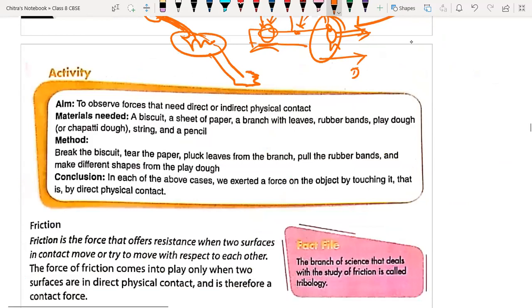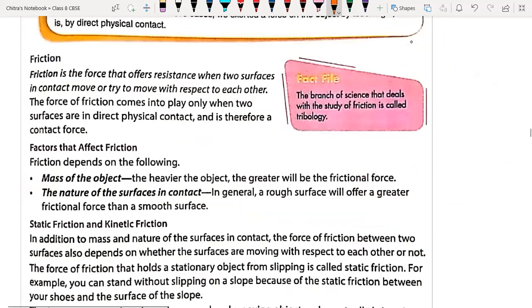Okay, now we are going to discuss friction. It is again very important. Friction is the force that offers resistance when two surfaces are in contact with each other or they move in contact to another surface. They try to move with respect to each other.